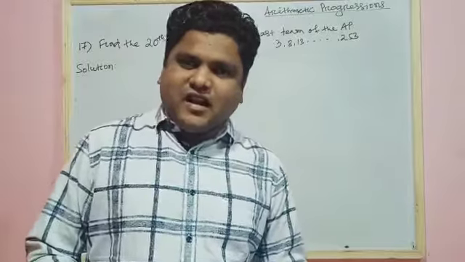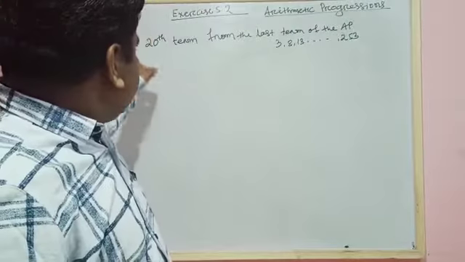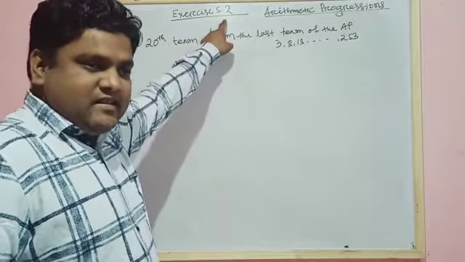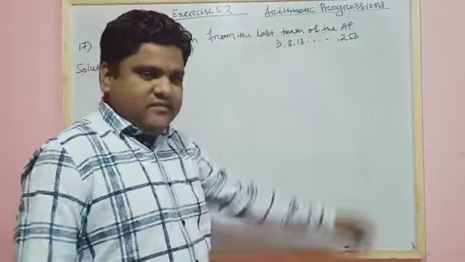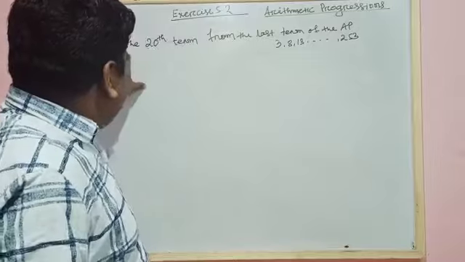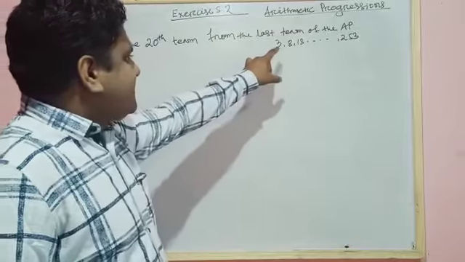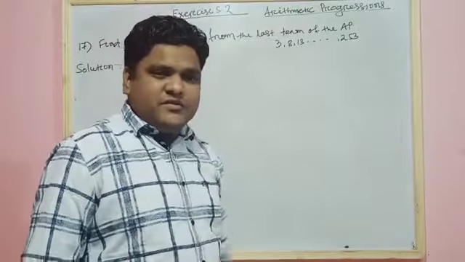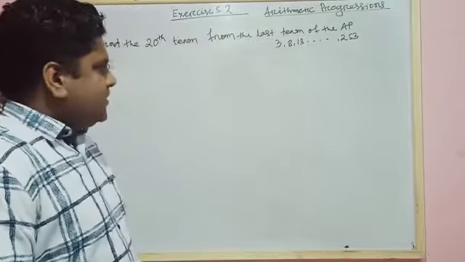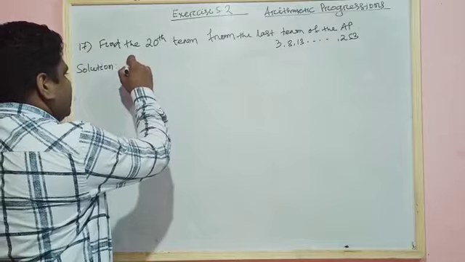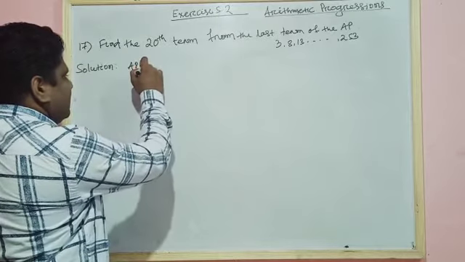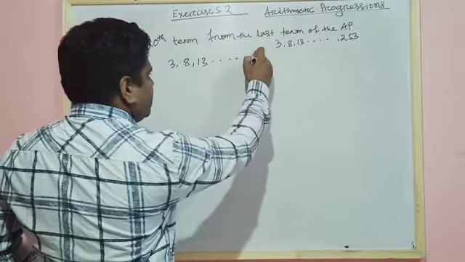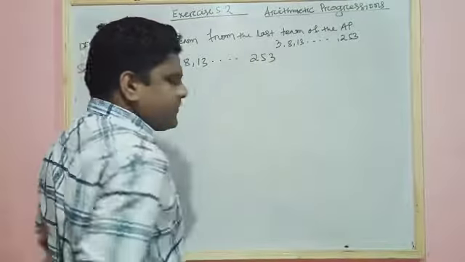For this purpose, I have taken number 17 from exercise 5.2, class 10, arithmetic progression. The question is: find the 20th term from the last term of the AP 3, 8, 13 up to 253. So the AP is 3, 8, 13 up to 253.